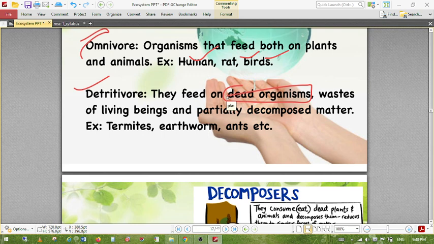So let's come to food chain. The definition of food chain is the sequence of eating and being eaten in an ecosystem. That means one after another is called a food chain. That is a sequence of eating.